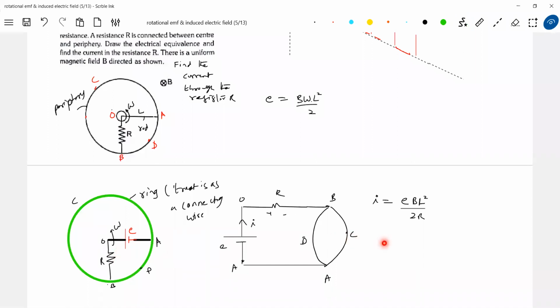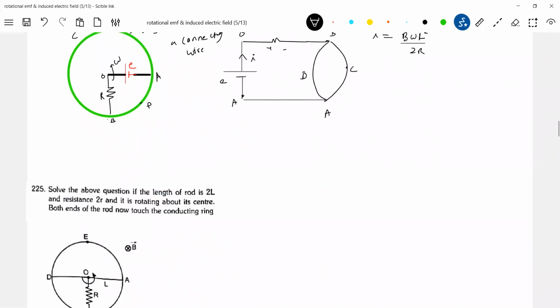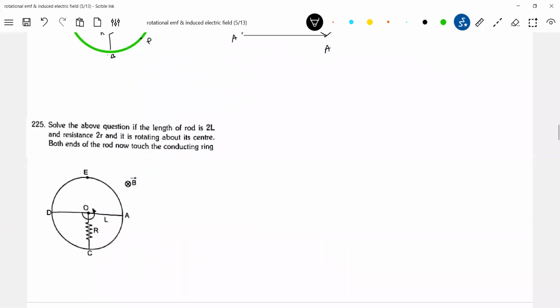I'm making things clear. You have this problem in S. L. Verma, where the ring has a resistance. Then you should draw this equivalent diagram. It's a very basic problem I'm giving. So just do connections like this. The rest you can manage. You know rotation, EMF, all the things. Similarly, the same situation if the length of the rod is 2L.